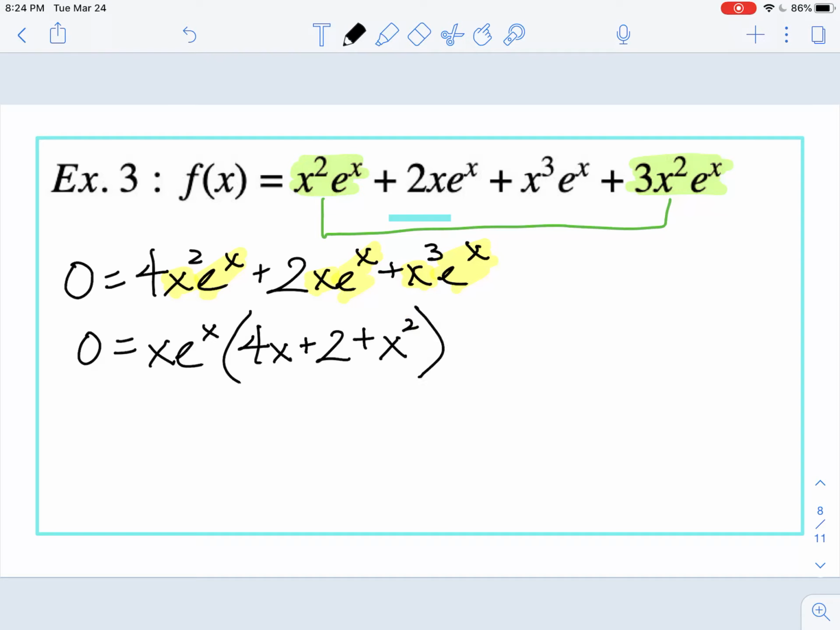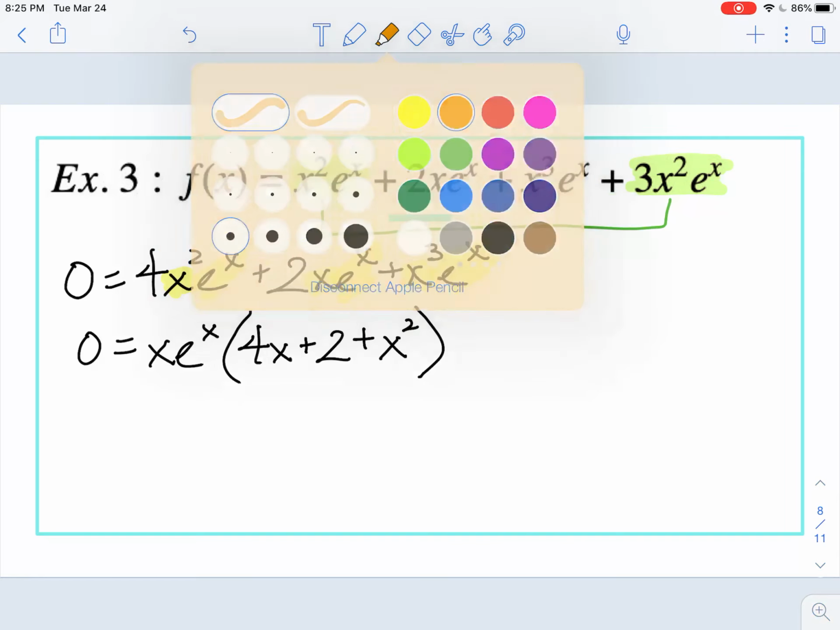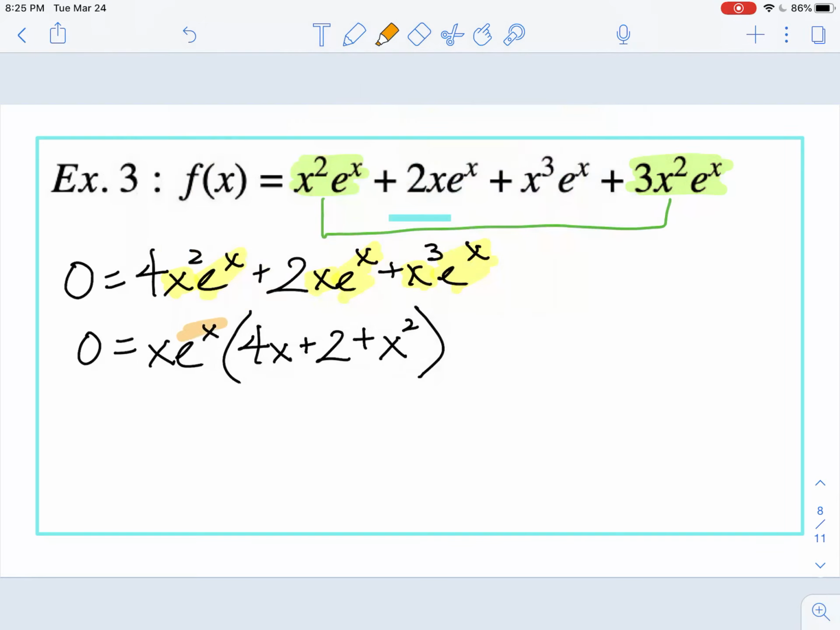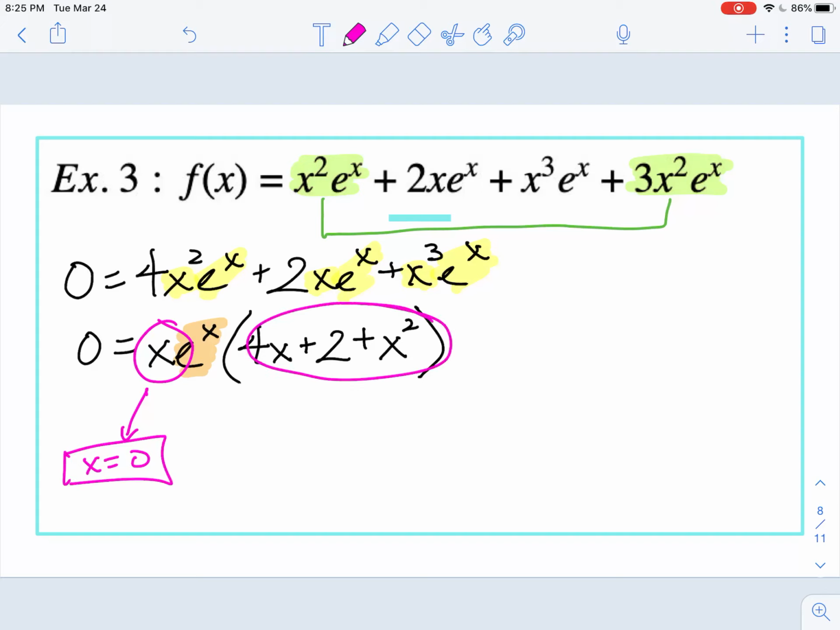Okay, let's see if we can see what does not contribute to our x-intercepts. There it is, that exponential does not contribute to the x-intercept. So I just have x equals 0 as one of my x-intercepts. And then the other one, if I write it in a more familiar form, x squared plus 4x plus 2, that might help me determine whether or not I am able to factor that quadratic.